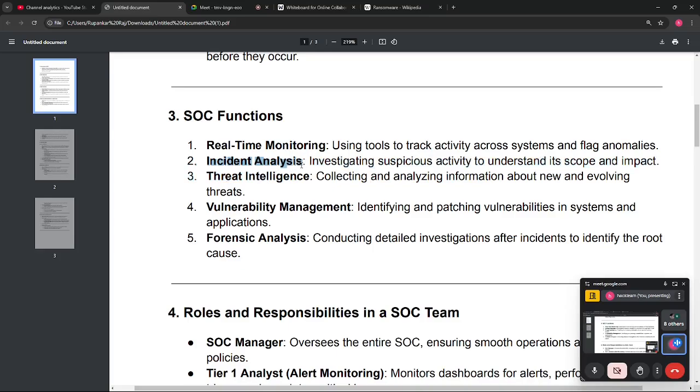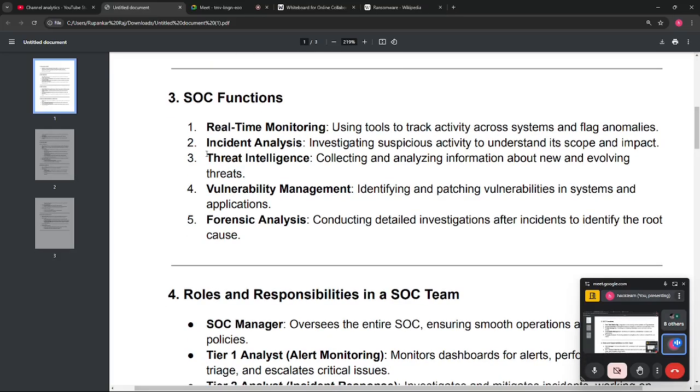In that, you are investigating any suspicious activity to determine the nature, scope, and impact of any specific security incident. These are two functions you have to do, and after that you have to do threat intelligence. In threat intelligence, you are gathering and analyzing all the information about new emerging threats to improve your organizational defense mechanism.